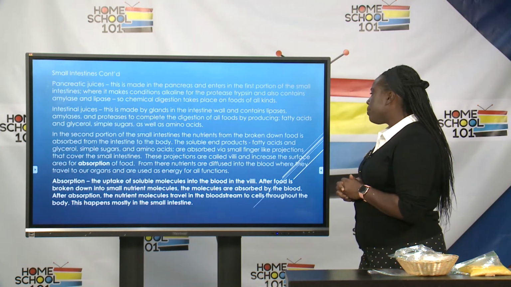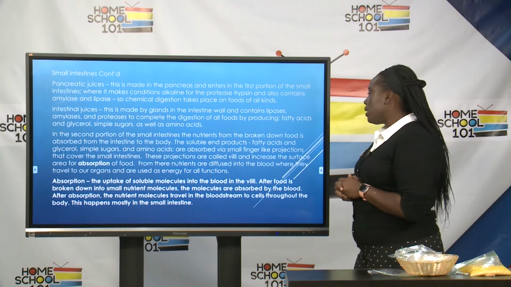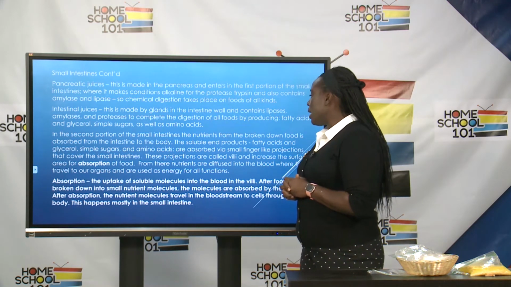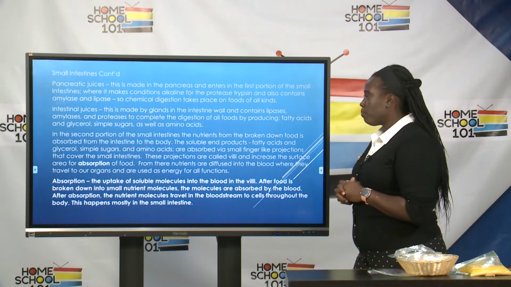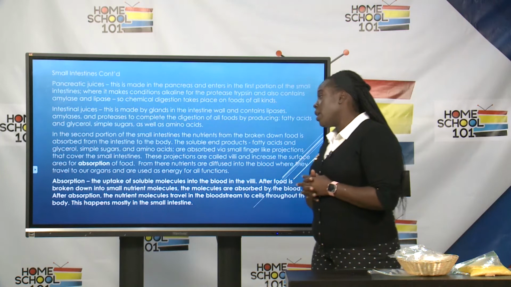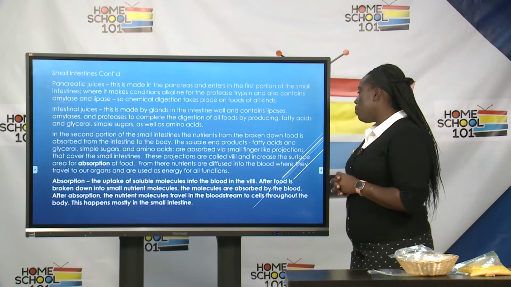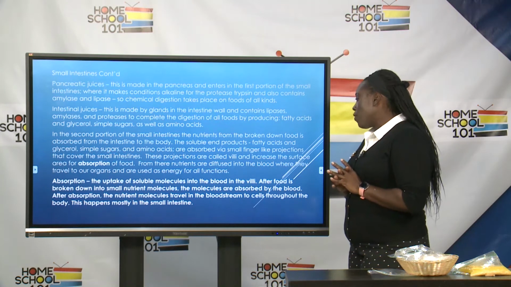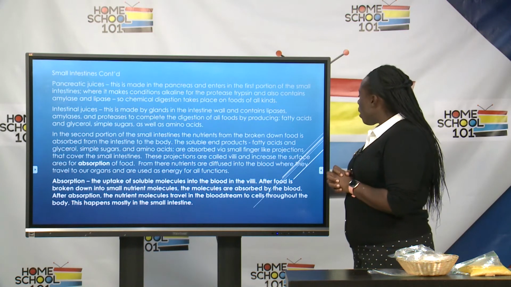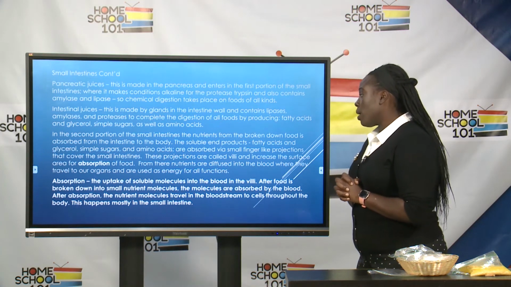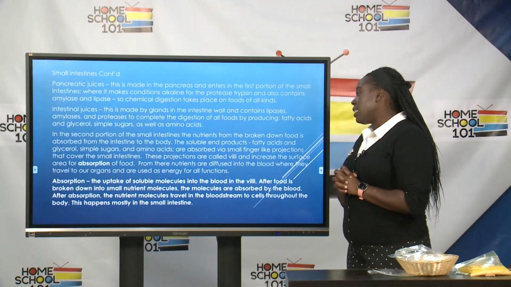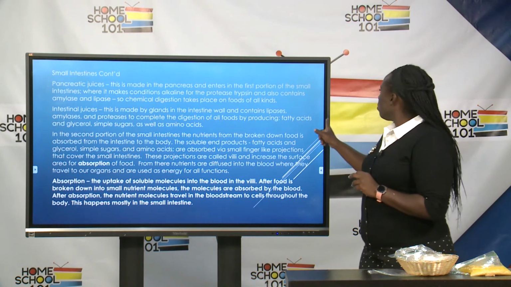From there, nutrients are diffused into the blood, where they travel to our organs and are used as energy for all functions. Let's make a note of our special word, absorption. Absorption, the uptake of soluble molecules into the blood via the villi. After food is broken down into small nutrient molecules, the molecules are absorbed by the blood. After absorption, the nutrient molecules travel in the bloodstream to cells throughout the body. This happens mostly only in the small intestine.